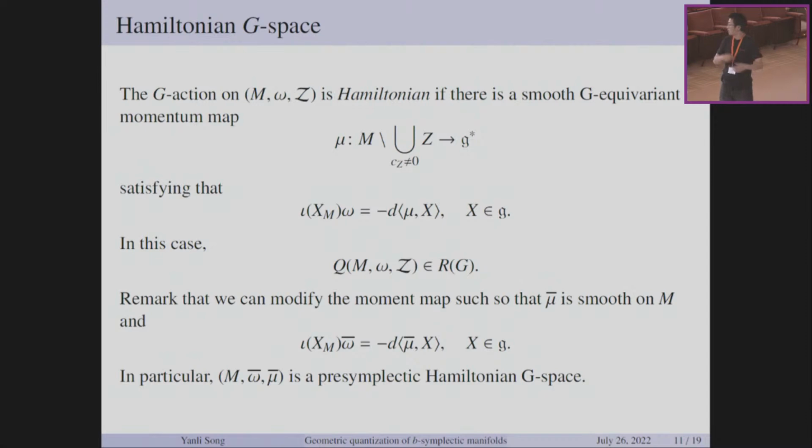The momentum map is not defined on the whole manifold because it goes to infinity when you cross the hypersurface. But you can always modify it using the modular weight. Modifying the momentum map, we get a mu bar satisfying this property. So what you get is this manifold with this regular two-form. It may not be symplectic, and it has a momentum map which is defined everywhere on the manifold. This will be a pre-symplectic Hamiltonian G space. Our quantization is just to quantize this one.